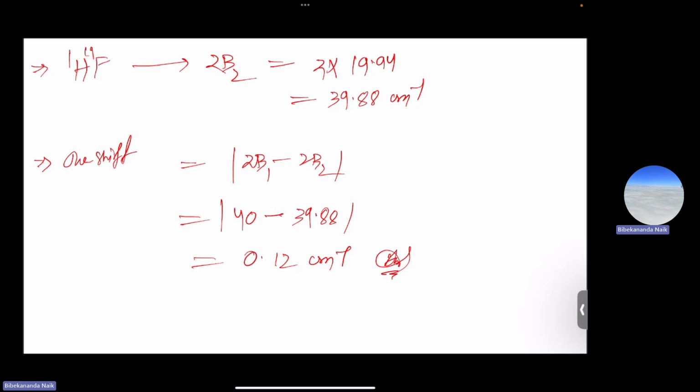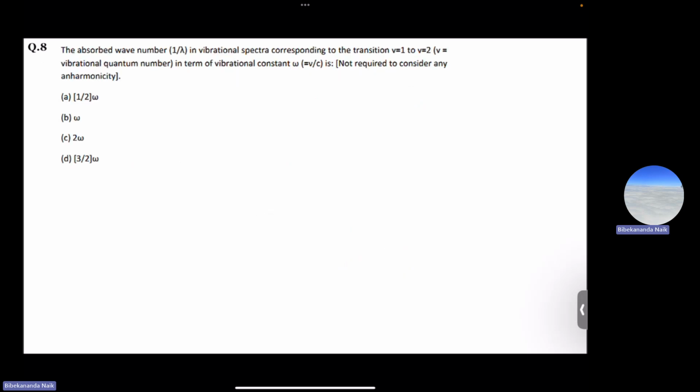Question number 8 says: the observed wave number, that is 1 by lambda, in a vibrational spectra corresponding to the transition V equals 1 to V equals 2, where V is the vibrational quantum number, in terms of vibrational constant omega, that is nu by c, is... It is given that we do not need to consider any anharmonicity, so we will consider the simple harmonic motion. The options are option A half omega, option B omega, option C 2 omega, and option D 3 by 2 omega.